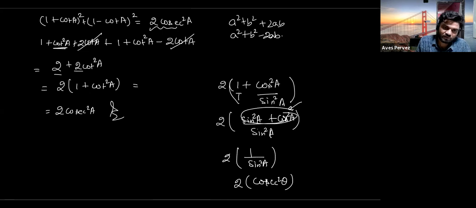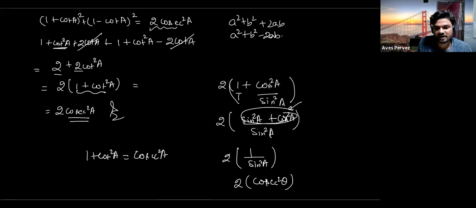Got it? So we could have written it directly as cosec square theta, because this is the identity: 1 plus cot square a is equal to cosec square a. And the second identity is 1 plus tan square a is equal to sec square a. This is another identity. Okay. Got it?